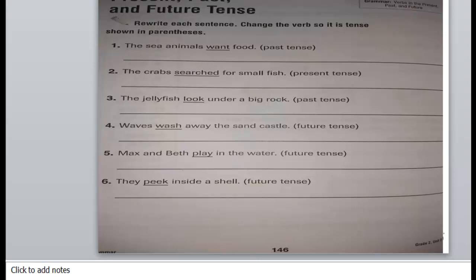What we gonna add to make it in the past? Yes, exactly. We're gonna add ed. So the sea animals wanted food, right? Okay, good guys. Okay, let's get to number 2.